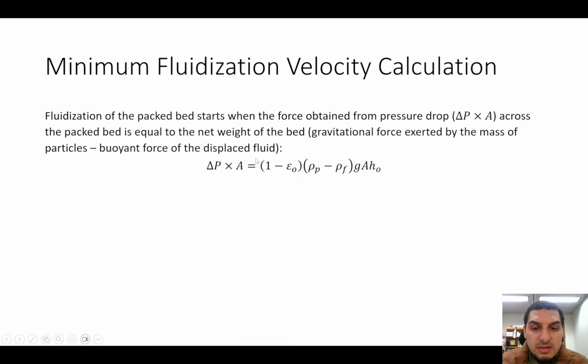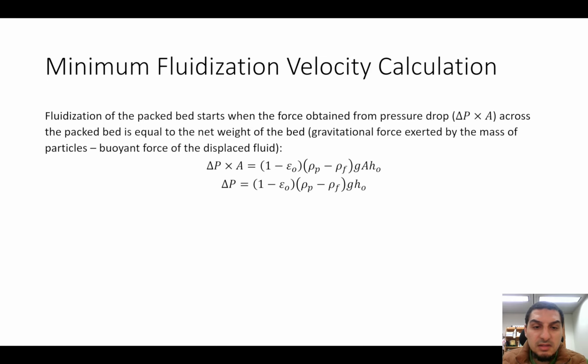And we multiply them by 1 minus epsilon because it only affects the solid particles, or the volume of the solids, meaning 1 minus epsilon node times A H node. H node is the height of the bed. So A H node is the total volume of the bed, but the gravity and the buoyant force don't affect the whole volume. They affect only the volume of the solid. So this is why we multiply it by 1 minus epsilon node.